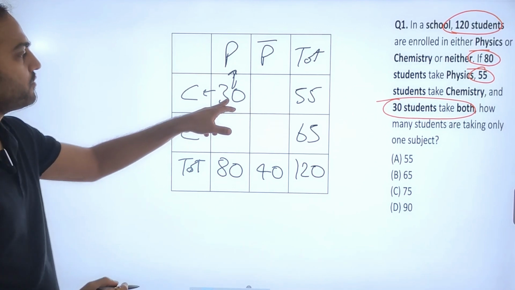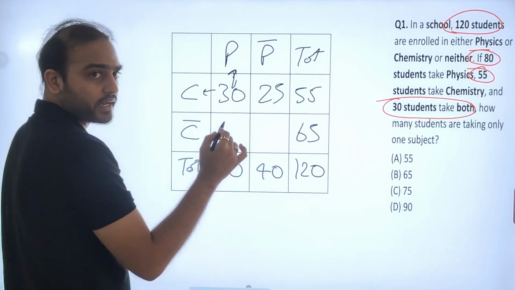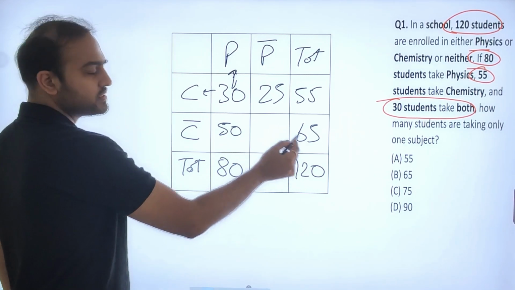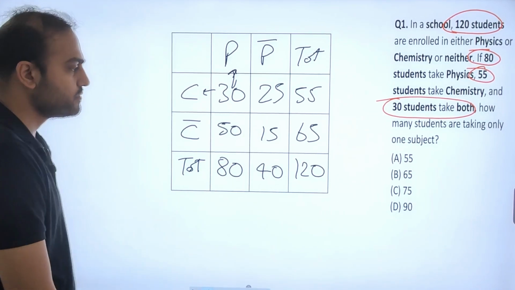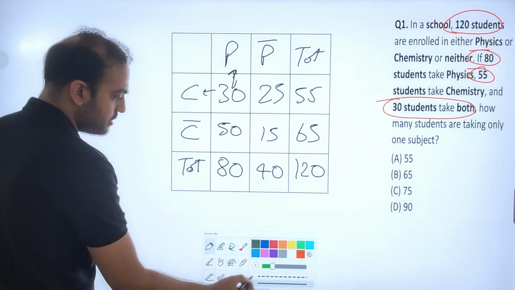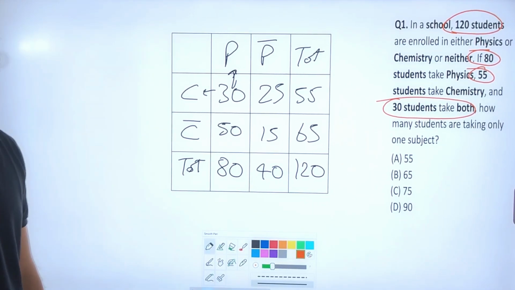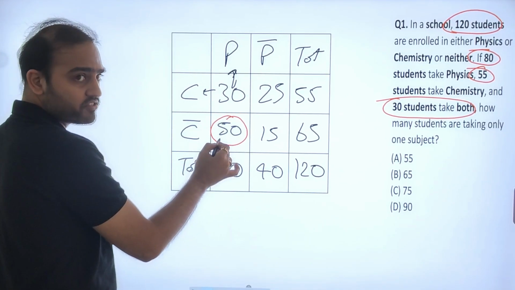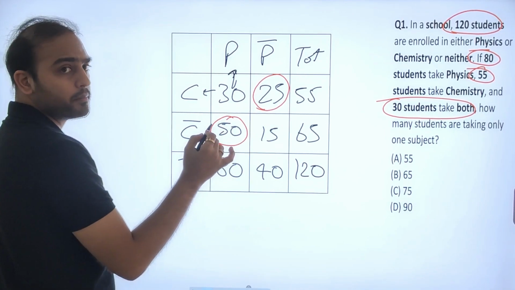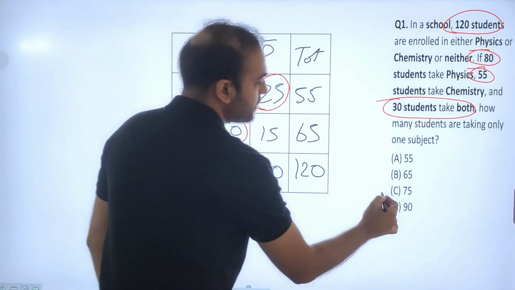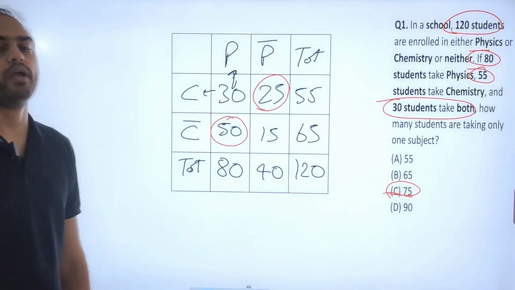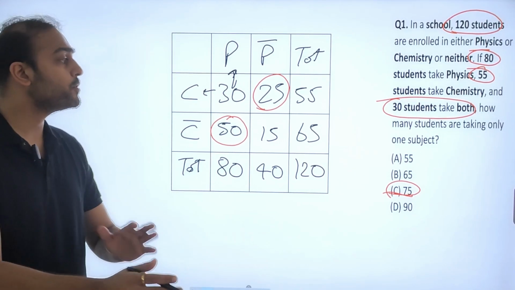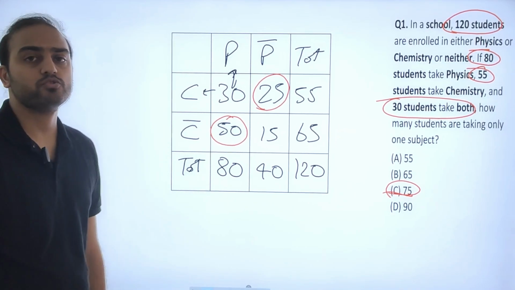Now again, my total is 55, this is 30, simple subtraction, 25. Total is 80, 30, simple subtraction, 50. 65, 50, 50. My table is complete. Now what do they want? People who study only one subject. So, physics but not chemistry, and chemistry but not physics. That's again 50 plus 25, 75. So it's the same question that you can solve using the matrix method. I hope you understand how to apply both the methods to solve the questions.